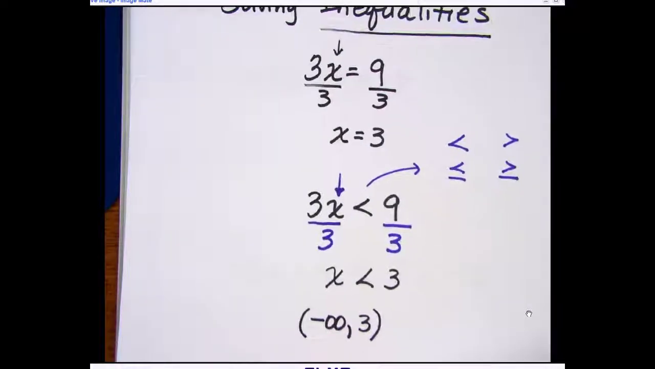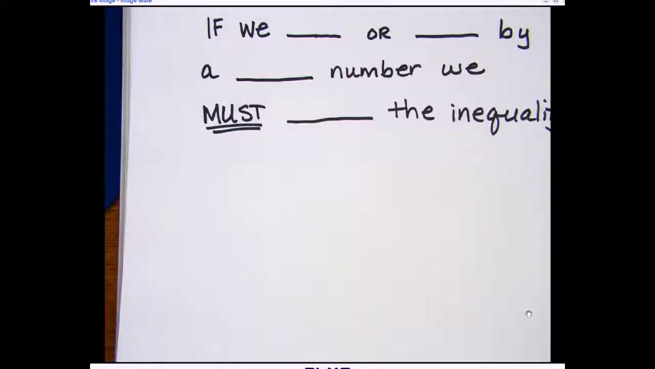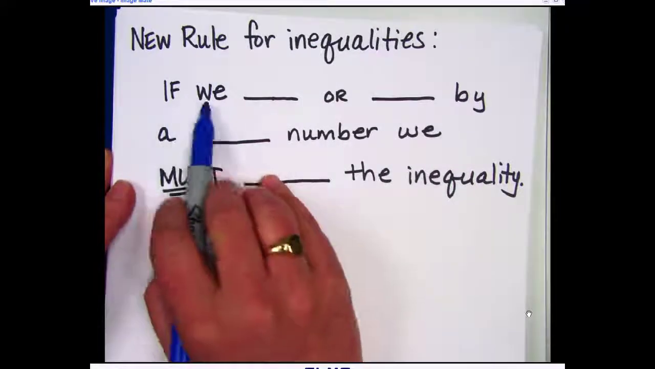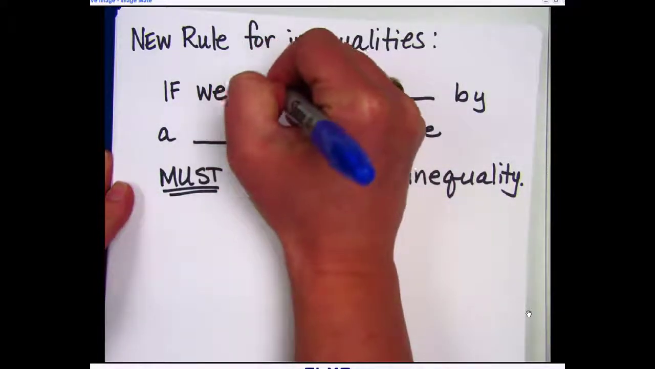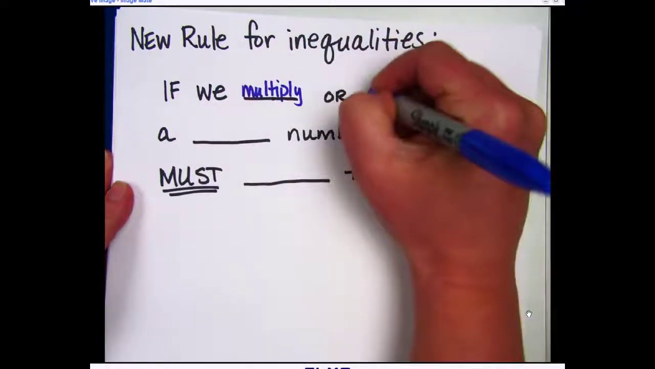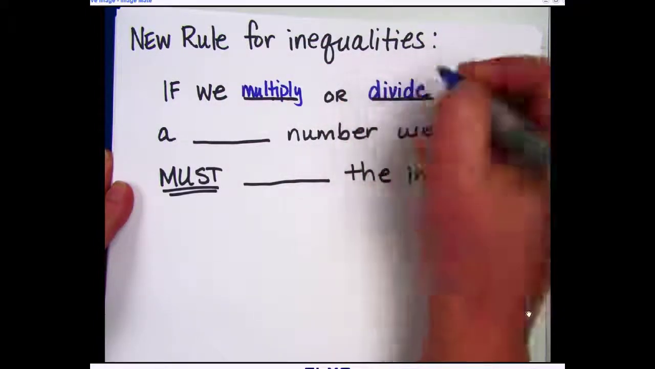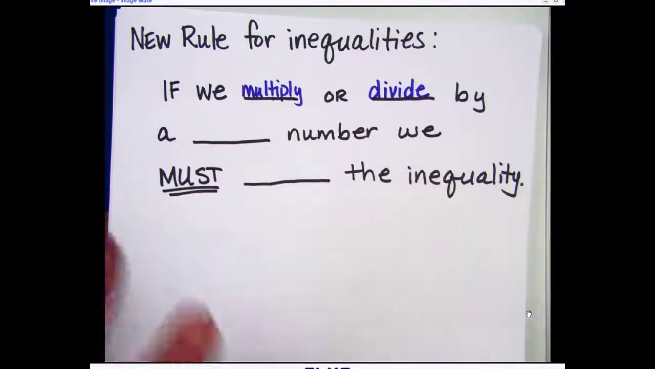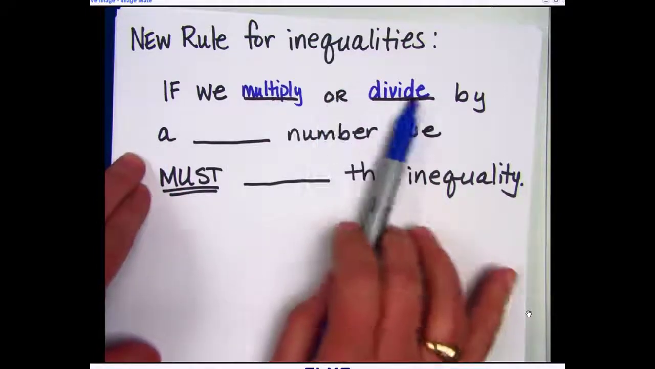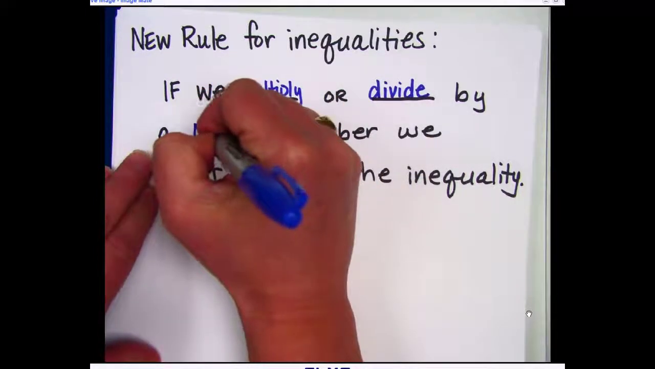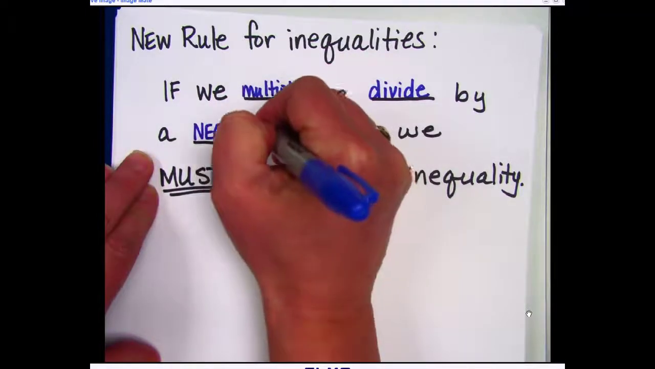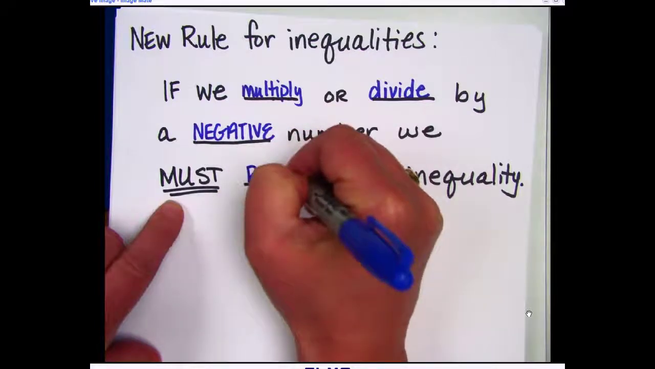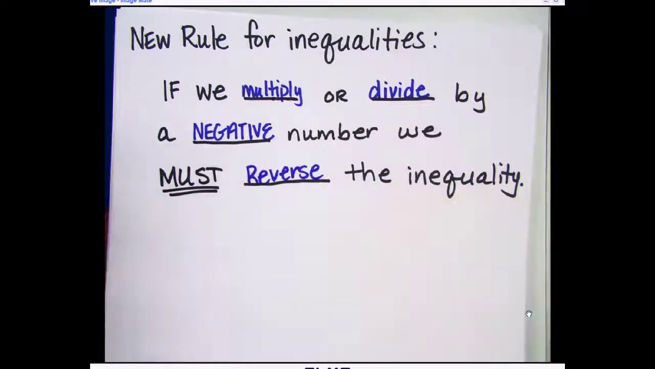Now, I warned you that there was one new rule, so let's talk about that now. Our new rule for solving inequalities is if we multiply or divide. So it's very specific. It only applies if we're multiplying and dividing. If we're adding and subtracting, nothing has changed. If we multiply or divide by a negative number, we must reverse the inequality. So how would that work?